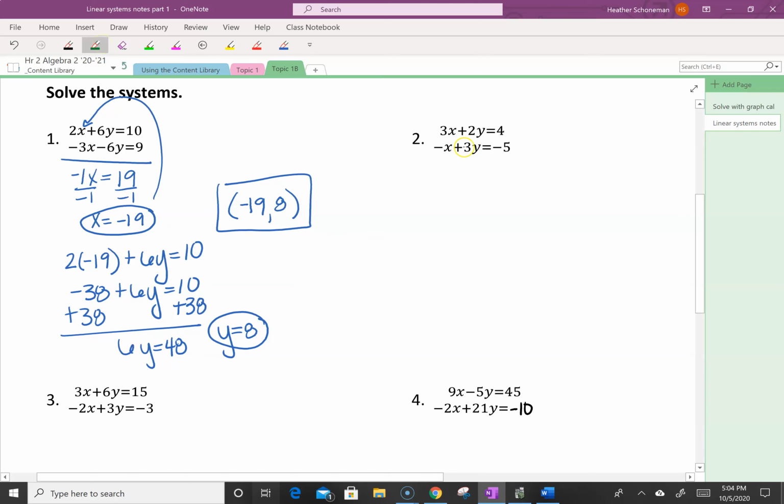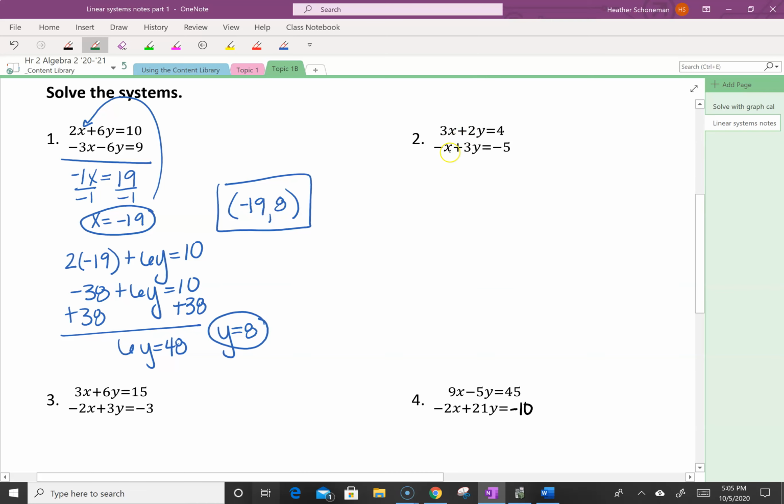Now if we looked at number 2, I can add them together, but 3x and negative x is 2x, 2 and 3 is 5, nothing's going to cancel out. And so what we do for elimination is we multiply either one or both of the equations by a number so that when we do add them together, they'll eliminate each other.